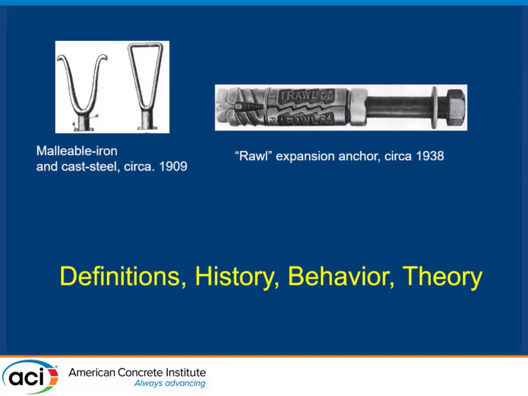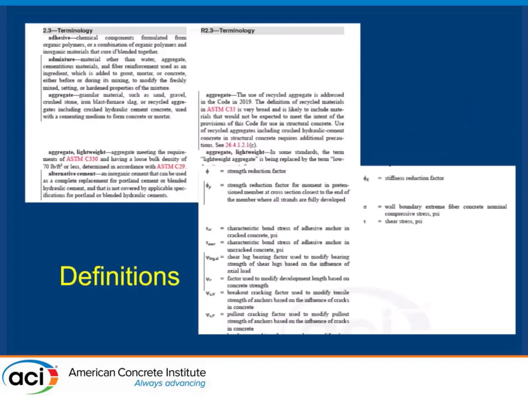I will talk about definitions, history, behavior, and theory, and then we'll take a little break to talk about things, maybe get a glass of water. So this is kind of just, let's dive in a little bit to see what we're talking about. As you can see here, anchors have been around for a little while. How we define what the different types of anchors are is back in our definitions. That's what I was talking about earlier, why definitions are so important. Adhesive anchors, post-installed anchors, expansion anchors, those types of things are all defined up in front in terminology if you're looking for that. And then, of course, all the variables using all the equations are in the notation section.